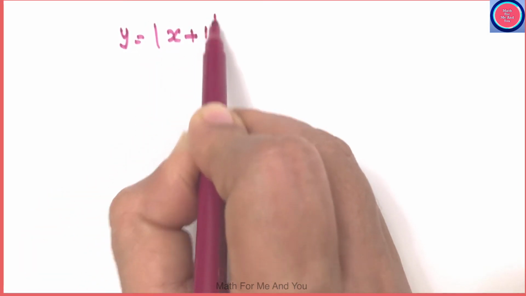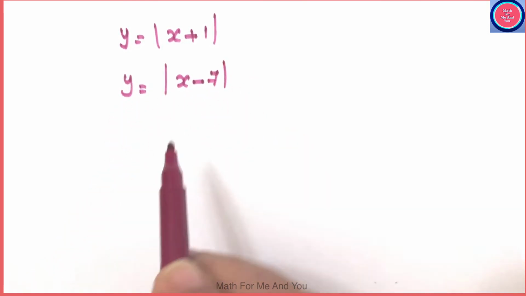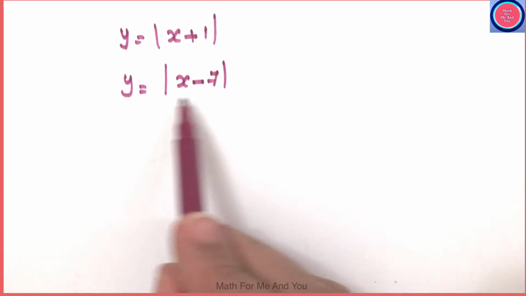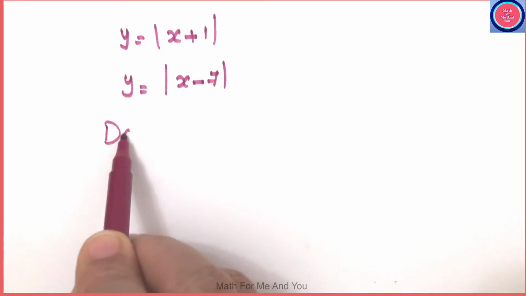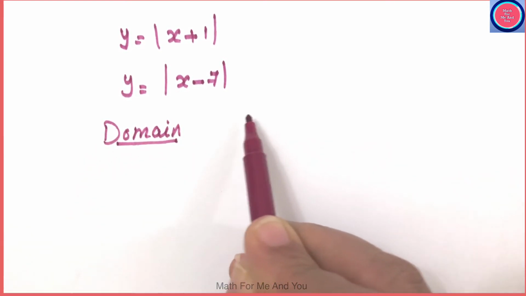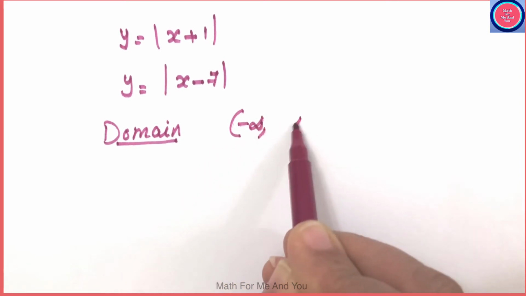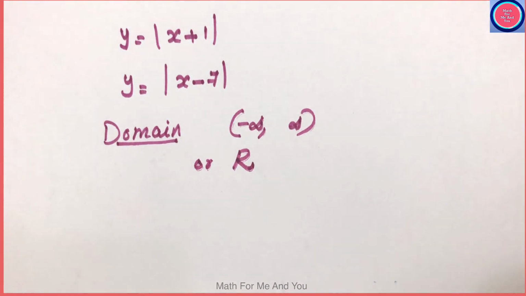Now if we get a function with absolute value, with modulus, for example, y equals absolute value of x plus 1, modulus x plus 1, or y equals absolute value x minus 7, all these types of functions also have domain from minus infinity to positive infinity, or we can say the domain is R. These functions don't have any square root expression and they don't have any denominators.